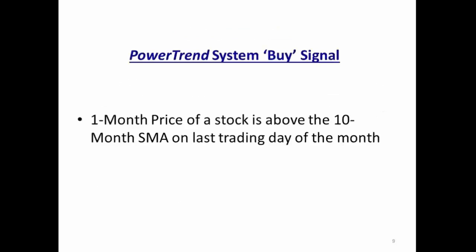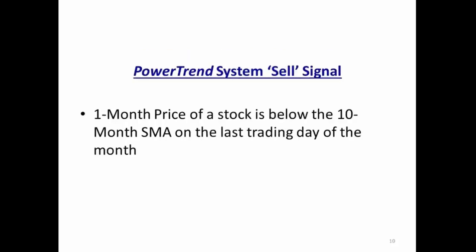Now, a PowerTrend system buy signal is established when the 1-month price of a stock is above the 10-month simple moving average on the last trading day of the month. And a sell signal is initiated when the 1-month price of a stock is below the 10-month simple moving average on the last trading day of the month.